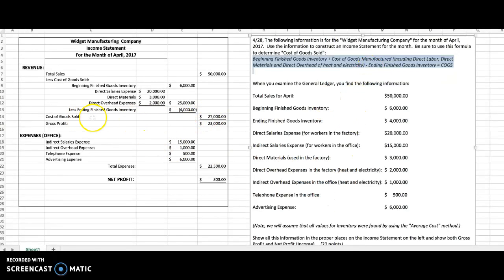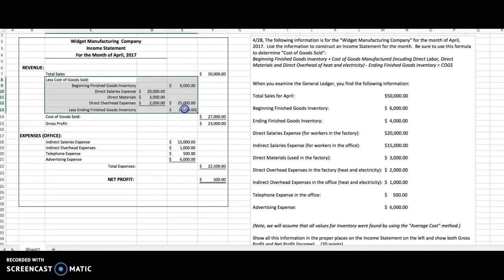So if you then find cost of goods sold using that formula and subtract that cost of goods sold, 27,000, from the 50,000, you will get gross profit, 23,000. So that's how gross profit is found. Way back at the beginning of the course, you did income statements and did not have any of this. It was very simple. But this is in the real world how it would look for a manufacturing company.